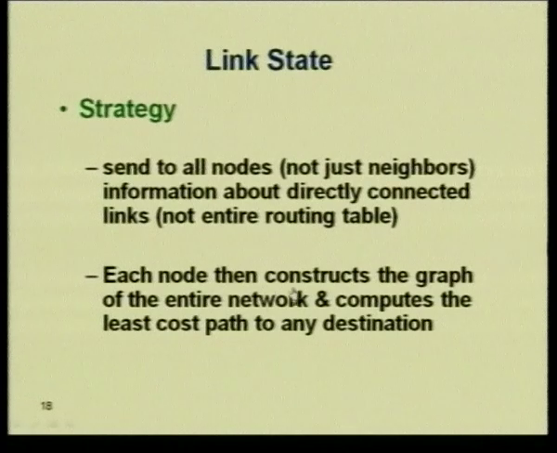So here we send information to all nodes, not just neighbors, but you send information about the directly connected links, not the entire routing table. You can see that this is just the reverse of what happens in distance vector routing. In distance vector routing, you are sending information to your neighbors about all the other nodes that you are connected to, about the entire routing table that you have. Here it is the other way around. Each node then constructs the graph of the entire network and computes the least cost path to any destination. So let us look at how that will happen.